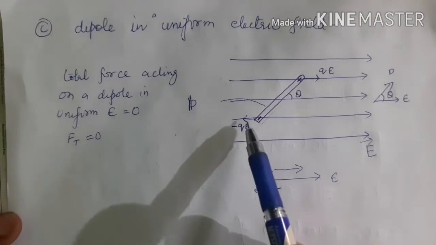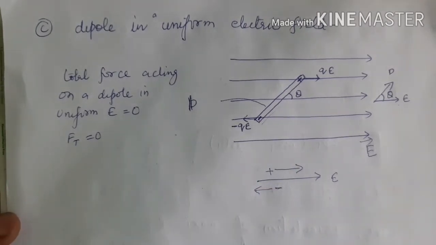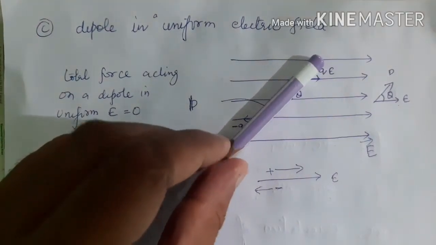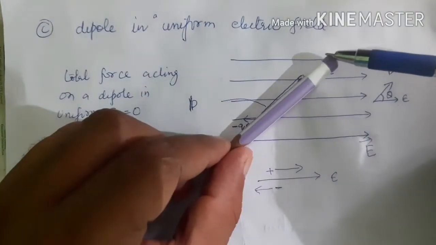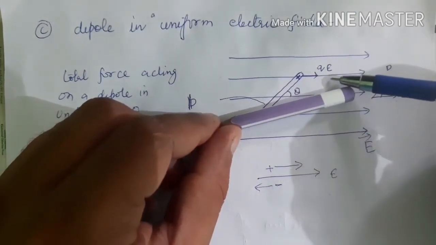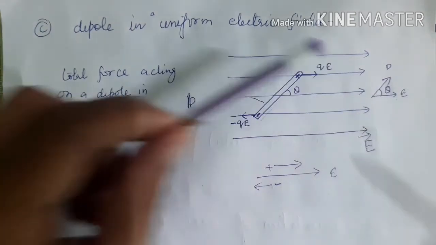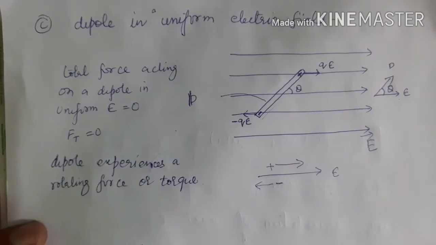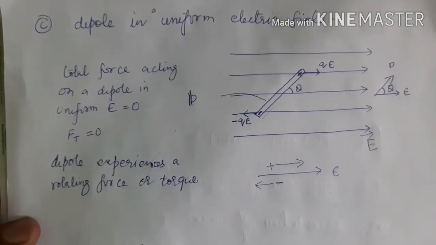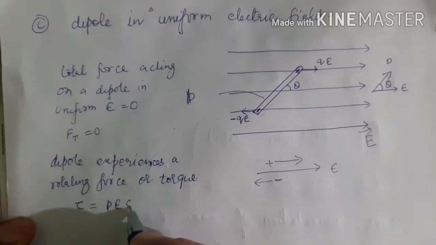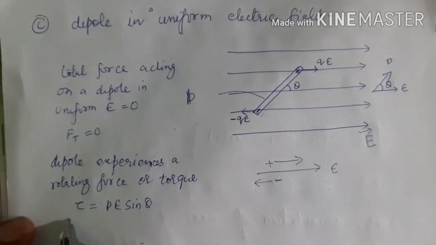But here if you see, they are not in the same line of action. See here, if this is your dipole pencil, then this is pushing along this direction, and this is pushing along this direction. So what happens? It makes this pencil rotate. So similarly, this dipole will experience a rotating force. So the dipole experiences a rotating force or a torque that is given by tau is equal to PE sine of theta.